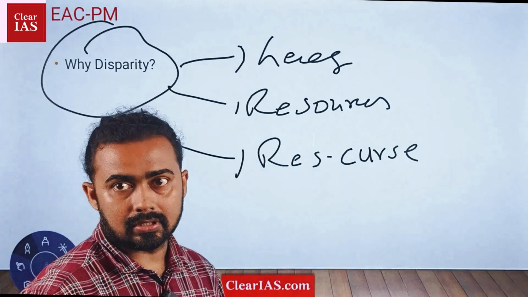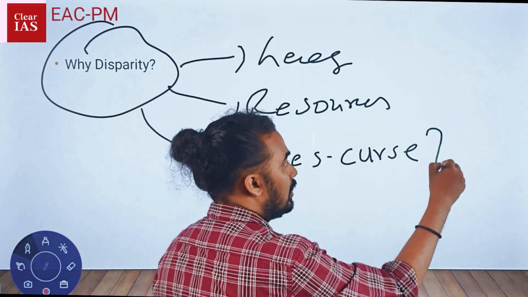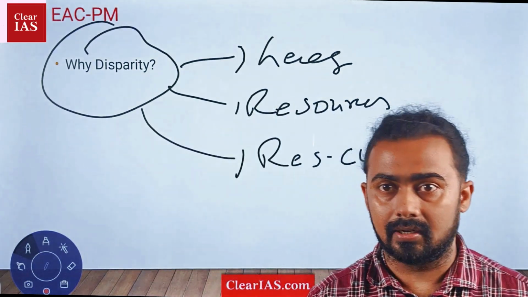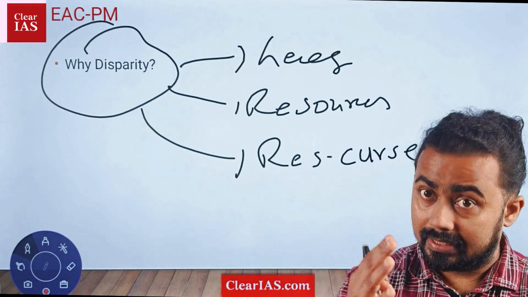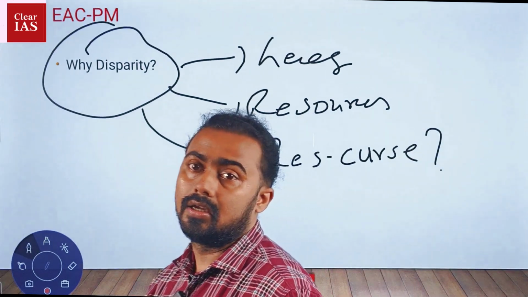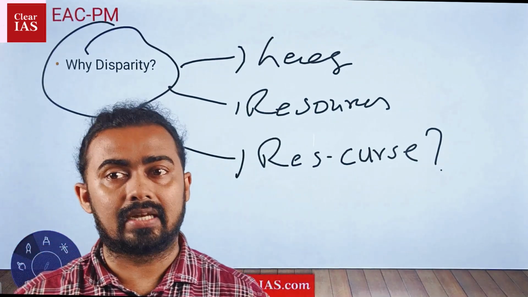That is called the resource curse. So what do you mean by resource curse? We take certain states like Chhattisgarh, certain states like Odisha, etc. These states are actually extremely rich in natural resources, right?